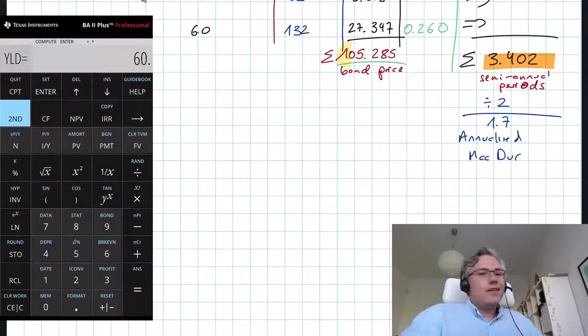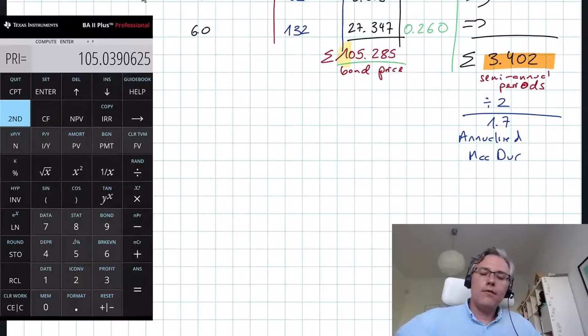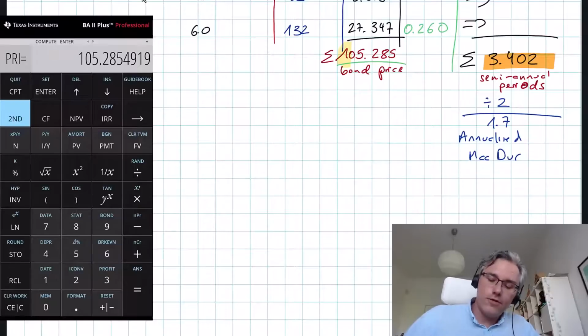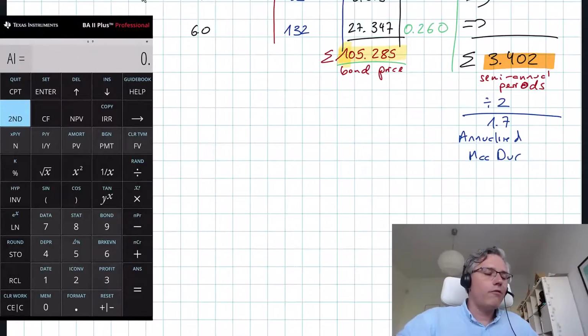The yield is still 60. It's the annual yield of 60, and your calculator will know how to handle it semi-annually. I'm pressing the down arrow again, and let's see what's happened. Well, it's saying I'm ready to compute, so press the compute button, and you can see it's got a fresh price, 105.285, which is very much in line with the price we computed over here. That's a very good sign. No accrued interest. Let's check for the duration.